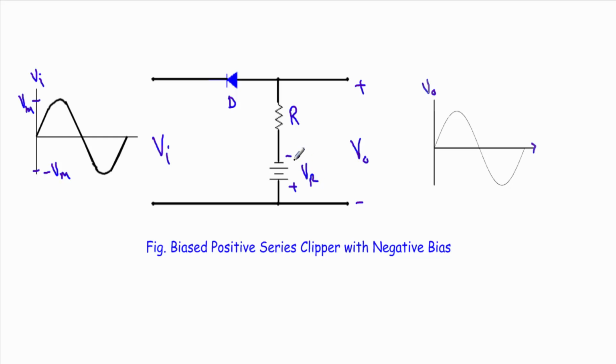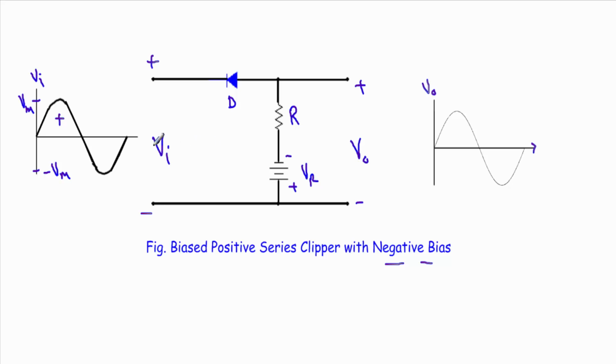Our applied input voltage will be negative. See here, the negative terminal of the bias voltage is in upward direction, and the positive terminal of the bias voltage is in downward direction. So this is a negative bias circuit. During the positive half cycle of this input voltage, this terminal will be positive, this terminal will be negative.